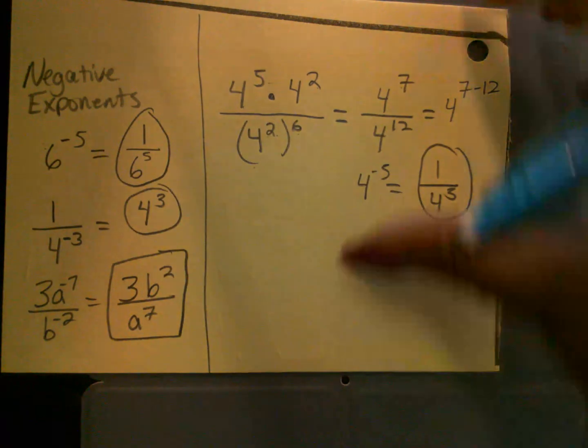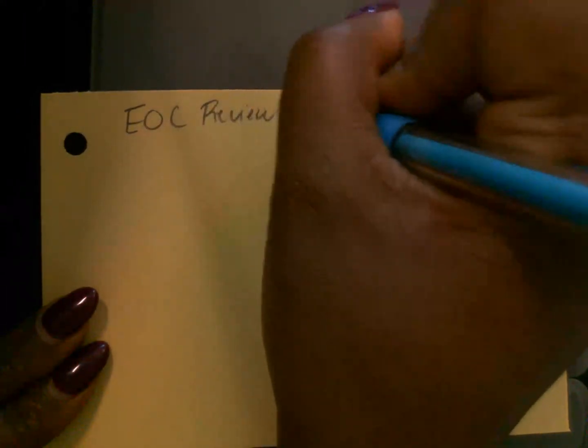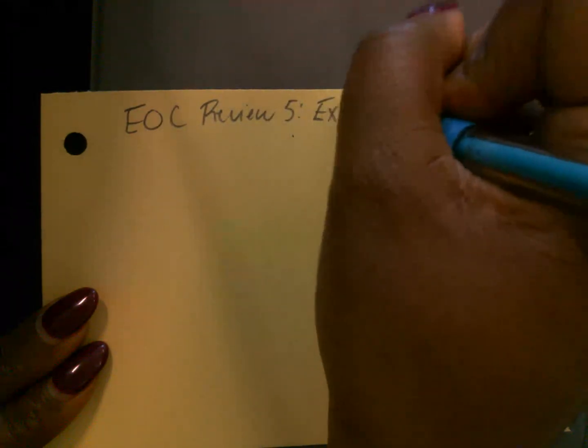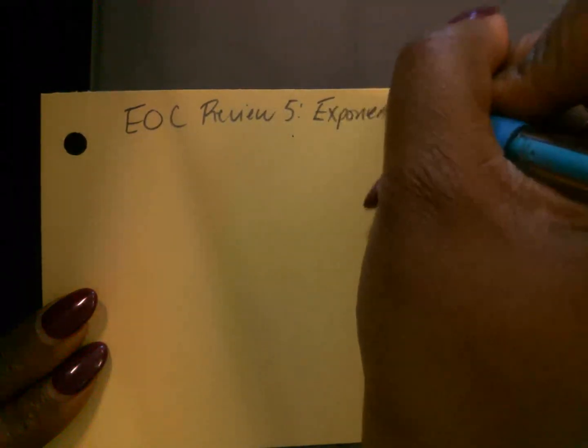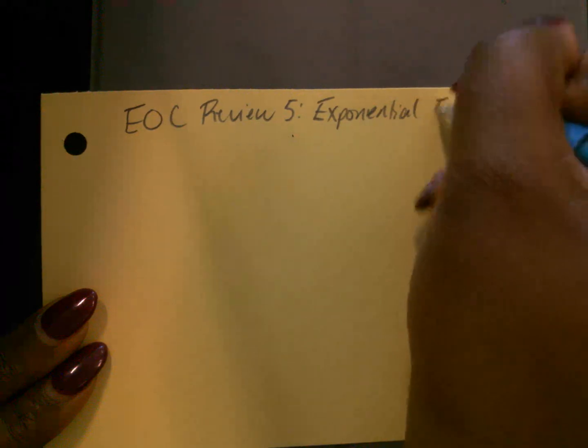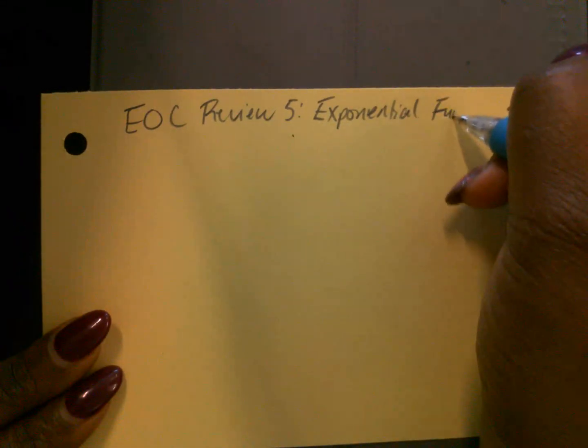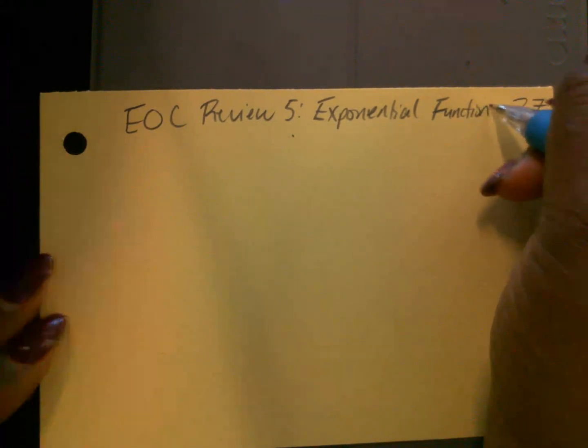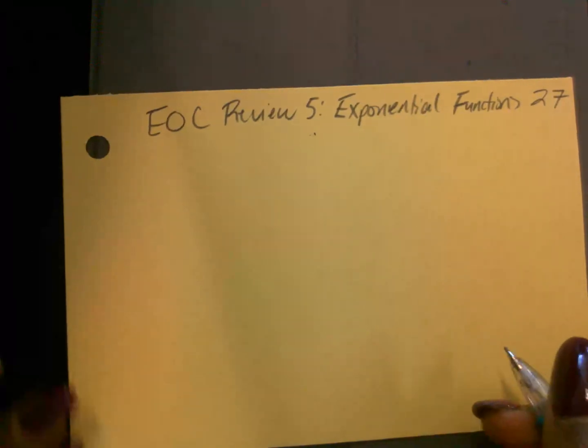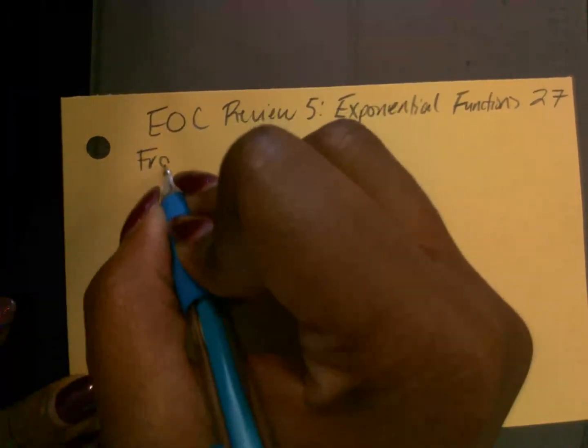All right, now we've got fraction exponents. This is card 27, EOC review 5, exponential functions. This is fraction exponents.